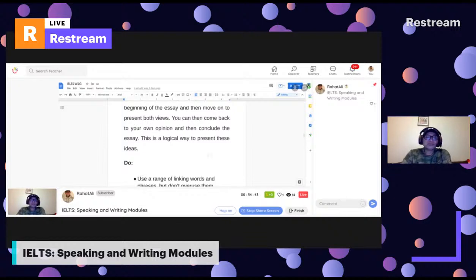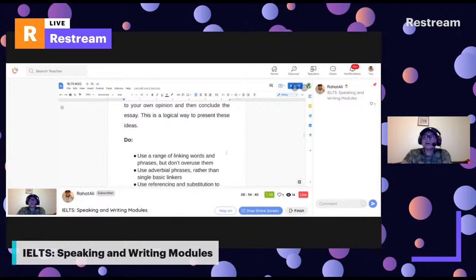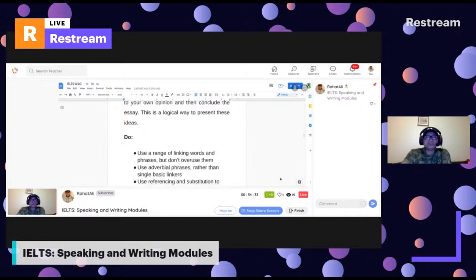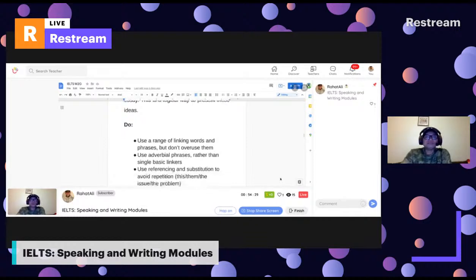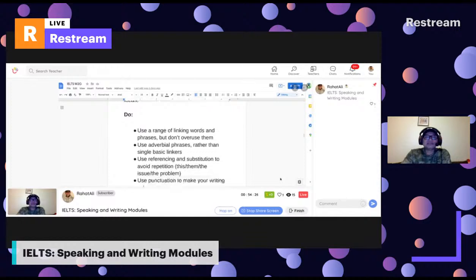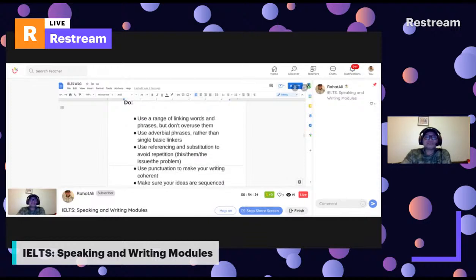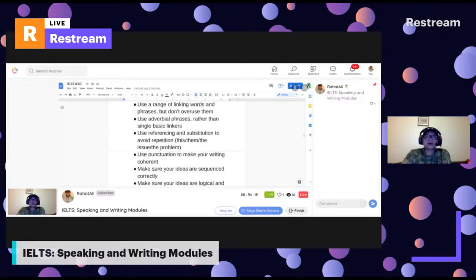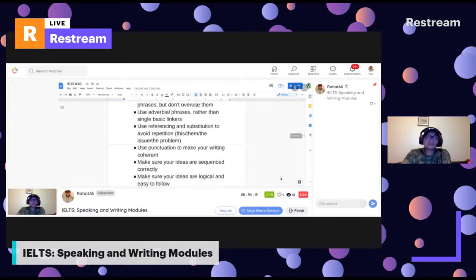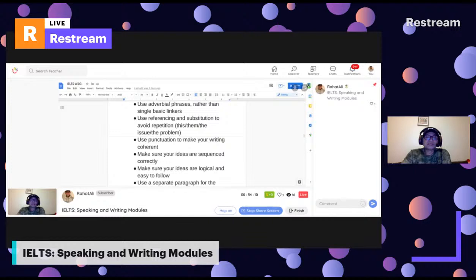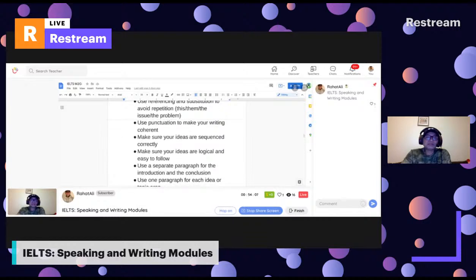Use a range of linking words and phrases, but don't overuse them, which means do not use the same words or phrase more than once. Use adverbial phrases rather than single basic linkers. Use referencing and substitution to avoid repetition, like these, them, the issue, the problem. Use punctuation to make your writing coherent. Make sure your ideas are sequenced correctly, logical and easy to follow.